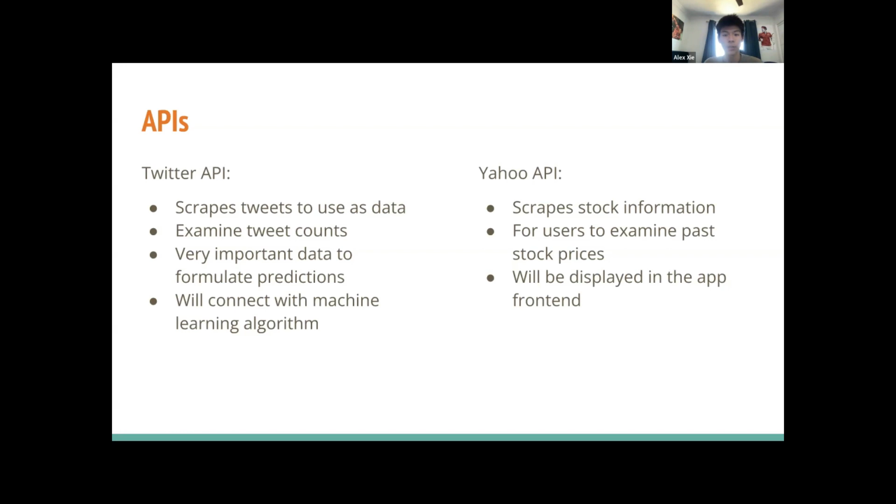The second API we've used is the Yahoo API, which is really simple and basic, because we need the fast, basic information about the stocks, like the minimum price of the stock, the maximum, open, close, those prices that you can pretty much see if you search up the stock. Those are what we accomplish with the Yahoo Finance API, to be more specific. This is for users to examine past stock prices, just really basic stuff, and this will also be displayed in the app's front end.